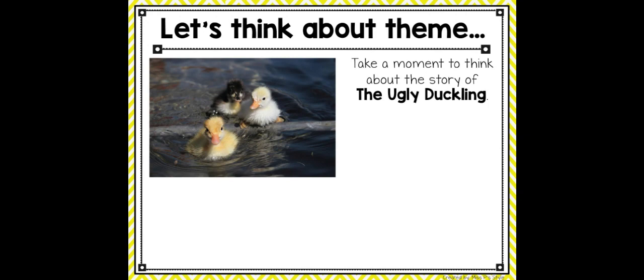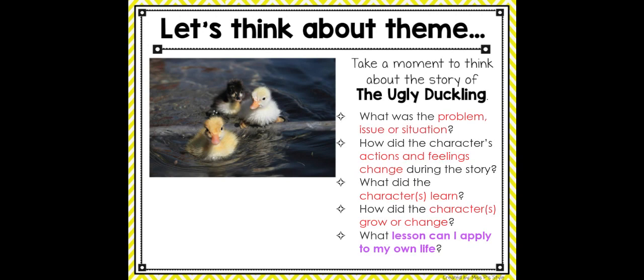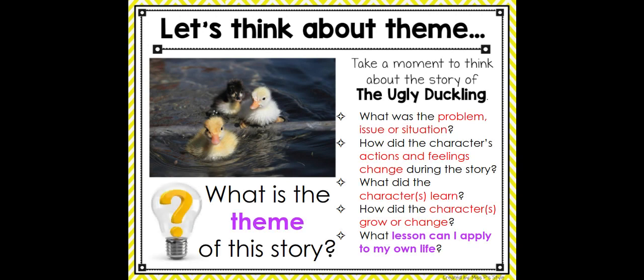We're going to think about theme again using the story of the ugly duckling. Take a moment to think about the story of the ugly duckling. What was the problem, issue, or situation? How did the characters' actions and feelings change during the story? What did the characters learn? How did the characters grow or change? And what lesson can I apply to my own life?